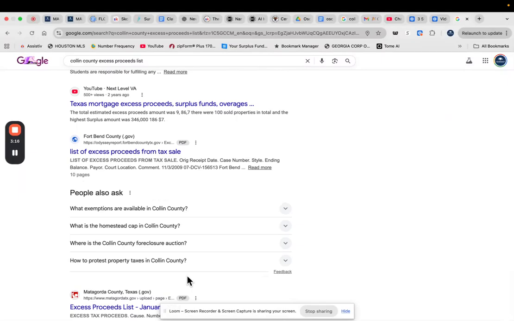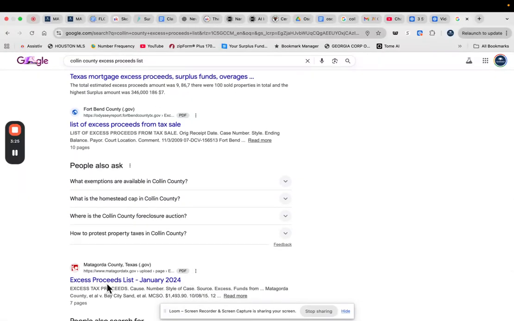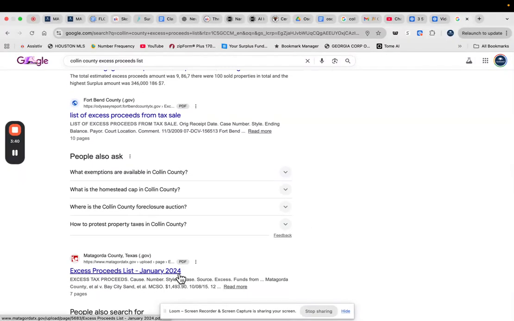But the whole point of this is that when you type in a county, it's going to bring up all these other counties, which oftentimes takes me down a loophole, y'all. As you can see, they have excess proceeds, but this is January 2024, which is a little dated. We'll get into that, that's number three of the three steps: you want to know the redemption period. So 2024, 2025. If this list is in Texas, it's too late, basically.